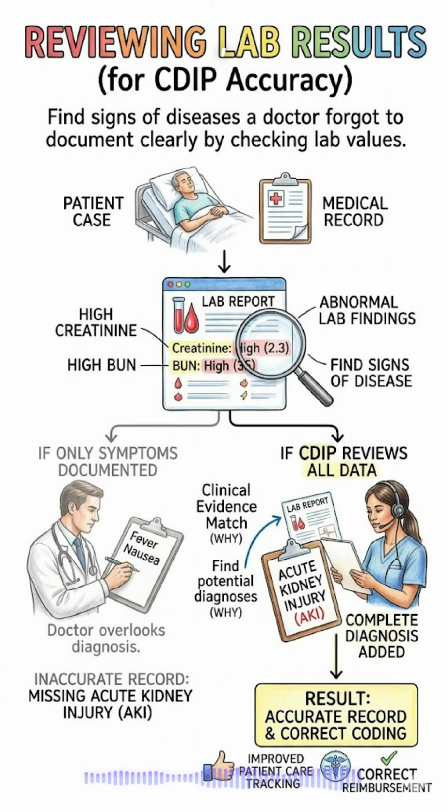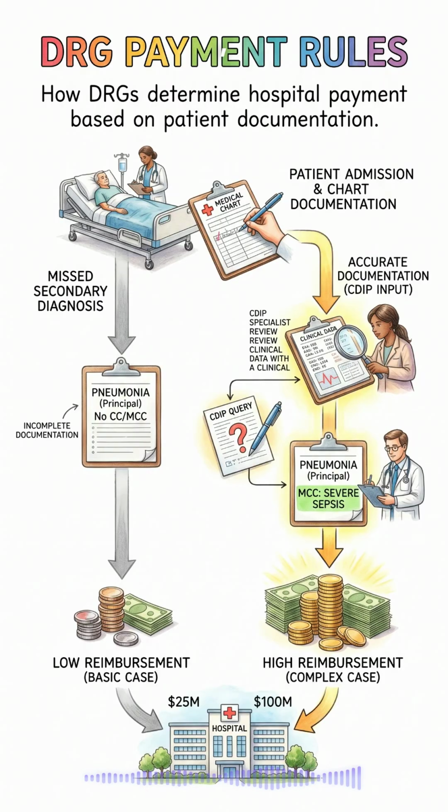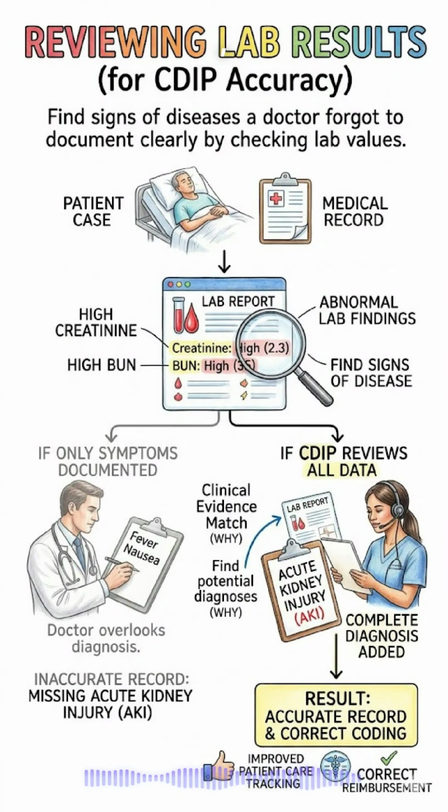6. Why do we closely review lab results when checking a patient medical chart for accuracy? Lab results often show signs of diseases that the doctor forgot to write down clearly. If abnormal labs are treated but not documented, you need to query for a diagnosis.